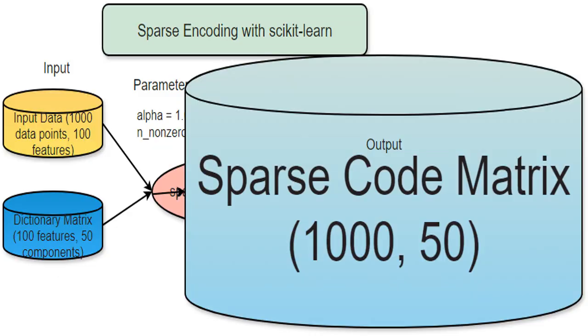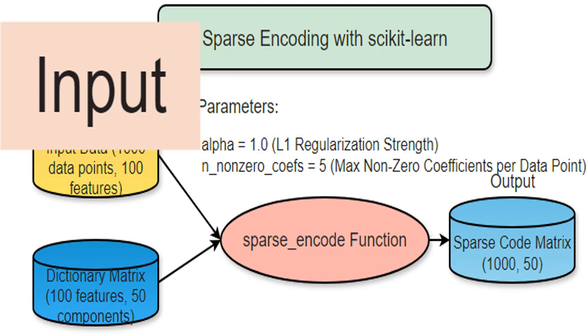This is the function that does the magic. It takes the input data and dictionary, and using the parameters, generates a compact representation. The result is a sparse code matrix that represents each of the original 1000 data points using only 50 components. This is the compact, simplified version. It keeps only the essential information from the original 100 features.